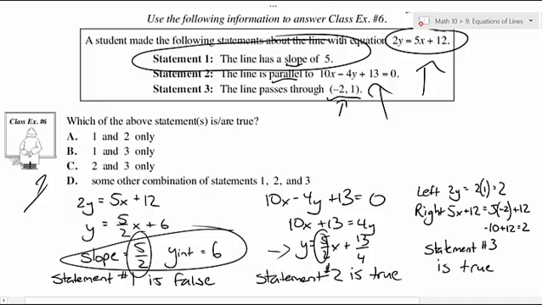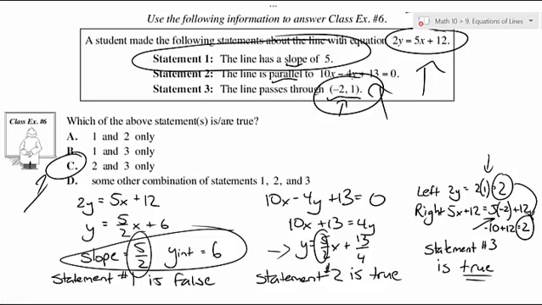And then statement number 3, we have this point over here. So what we can do is put the 1 into where the y is, and the -2 into where the x is, and they both equal 2. So they're both equal to each other. Statement 3 is true, so that means that we want to circle letter C. And that is it for general form equation, Ax + By + C = 0. We'll see you next class.